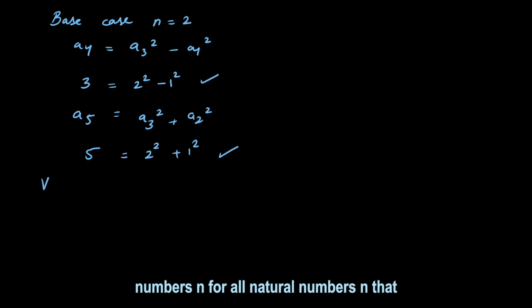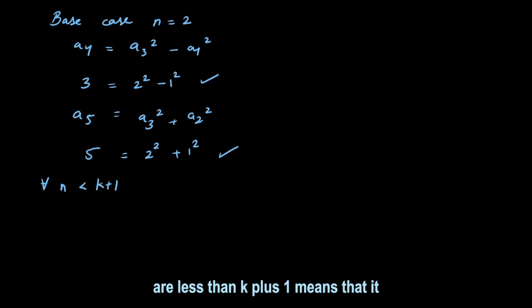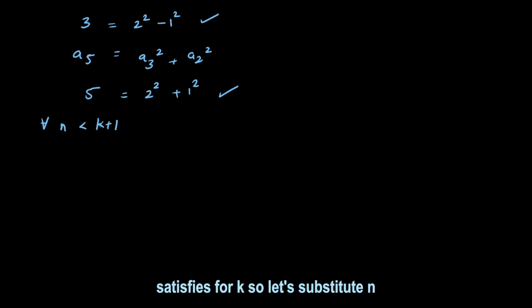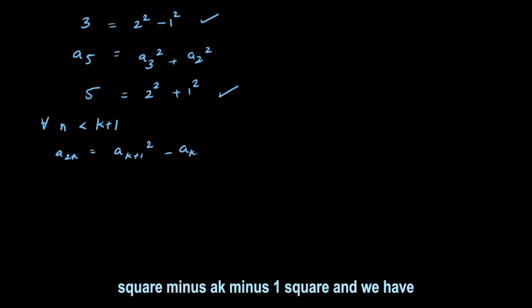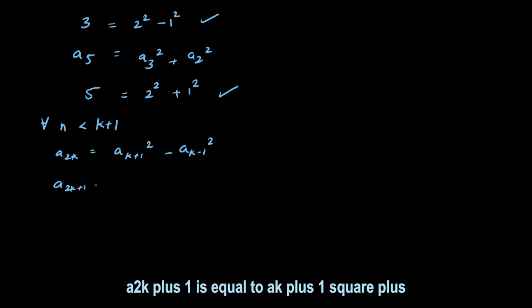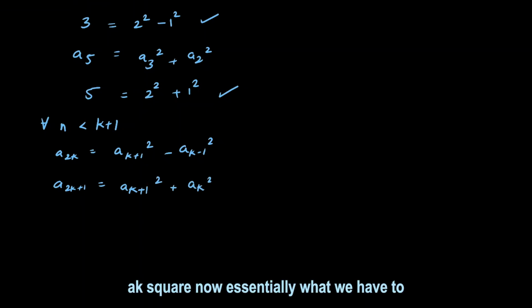For all natural numbers n that are less than k plus 1, which means that it satisfies for k. So let's substitute n equal to k. So we get a_{2k} is equal to a_{k+1} square minus a_{k-1} square, and we have a_{2k+1} is equal to a_{k+1} square plus a_k square.